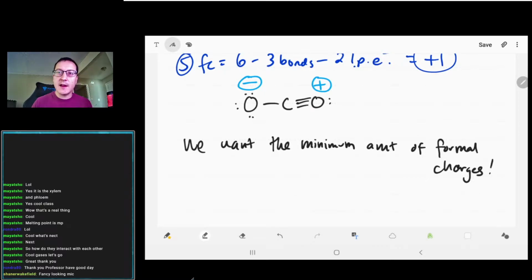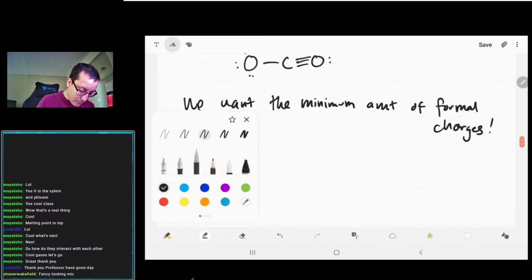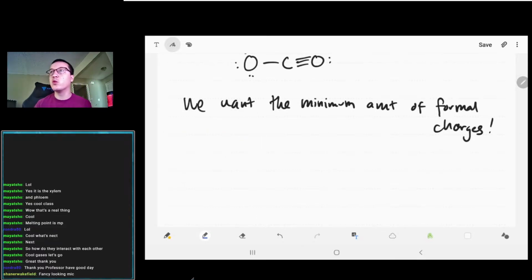Alrighty, let's go ahead and do some more. So we're going to look at some strategies now on how to work with these formal charges. Let's do this one. I guess I haven't talked about this particular structure yet. Notice we have a negative charge on it.